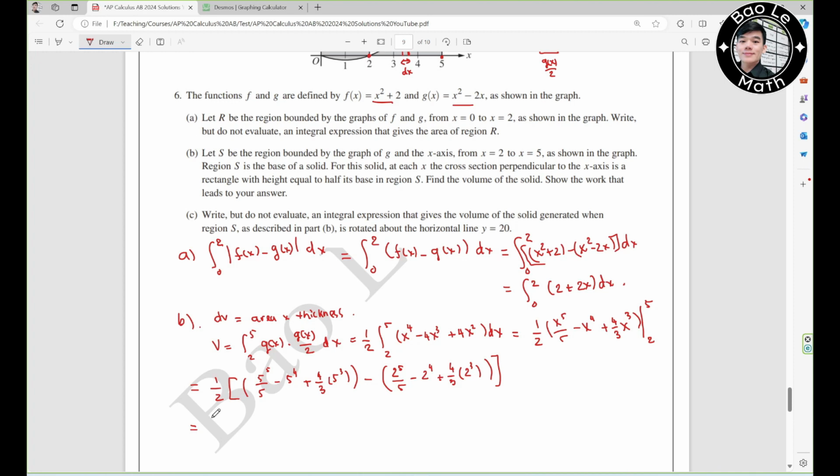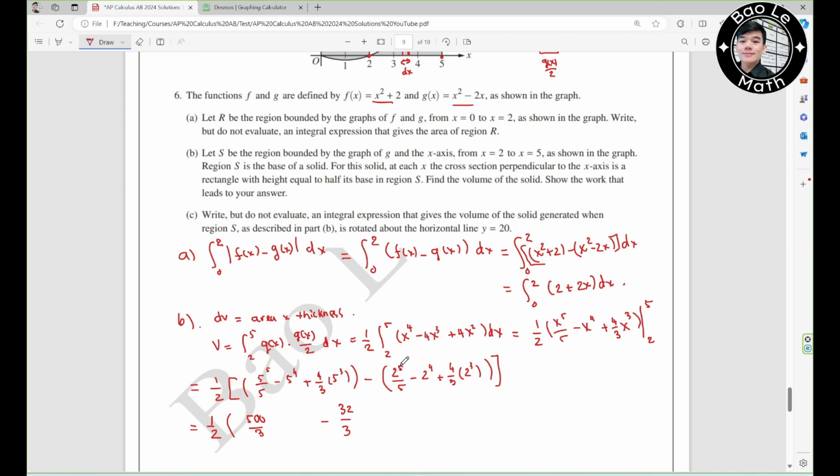Alright, so it's going to be 1/2 times this guy, 5 to the 5th divided by 5 could be 5 to the 4th. So 5 to the 4 minus 5 to the 4 is going to be 0. Alright, so we have this one only, 4 over 3. 5 cubed is going to be 125 times 4. It's going to be 500, so 500 over 3. Now this guy right here, 4 over 3 times 2 cubed. 2 cubed equals 8. 8 times 4 could be 32 over 3. So the subtraction side right here is going to be minus 32 over 3.